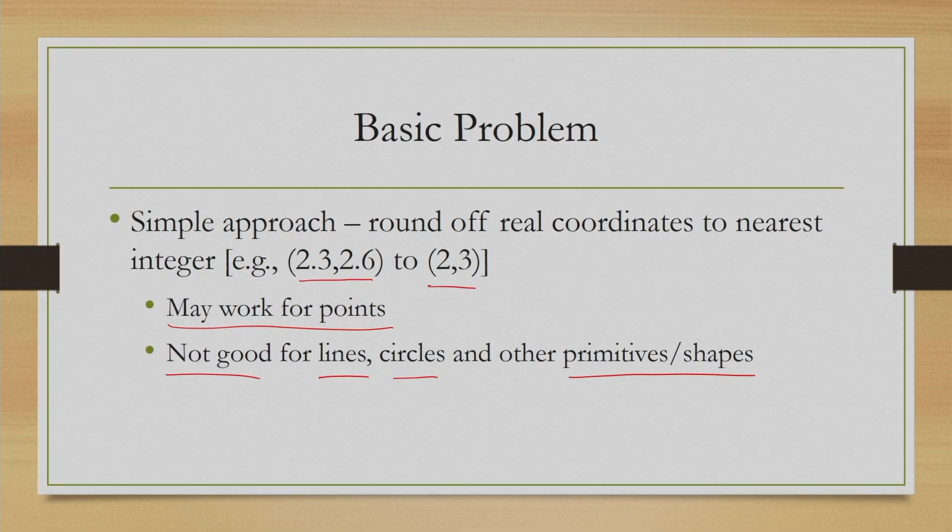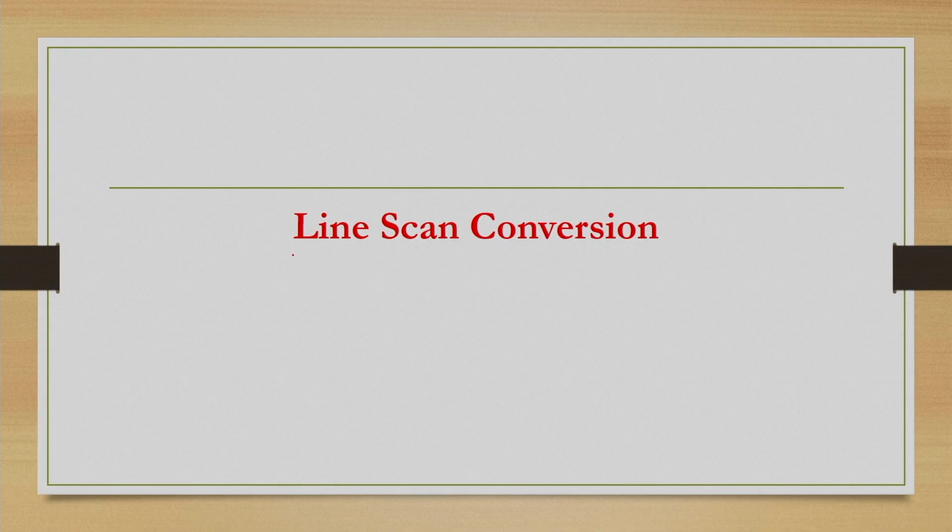Now, let us try to understand how then we can take care of scan conversion of lines, circles or other primitive shapes. Let us start with line scan conversion. How we can basically map a line defined in a continuous coordinate space to a line defined in a discrete coordinate space.